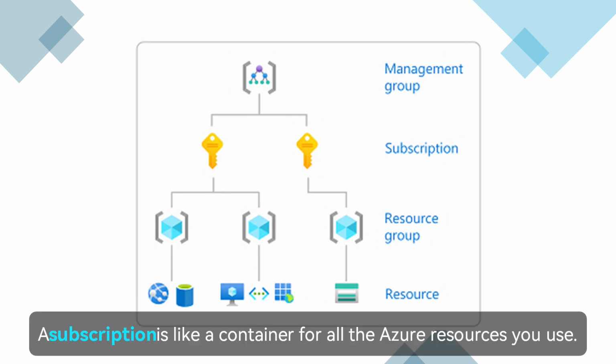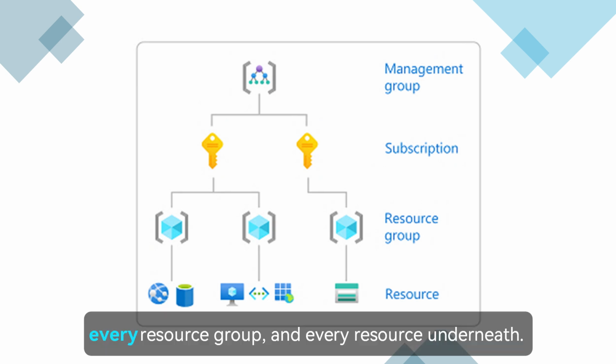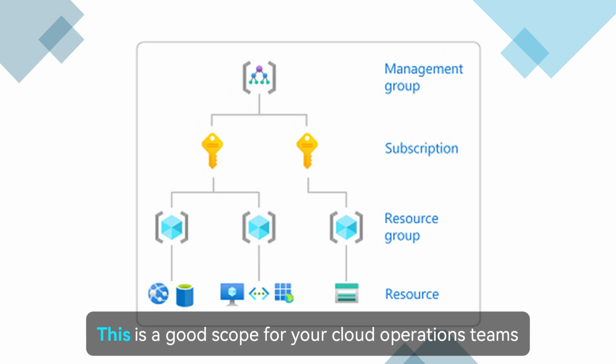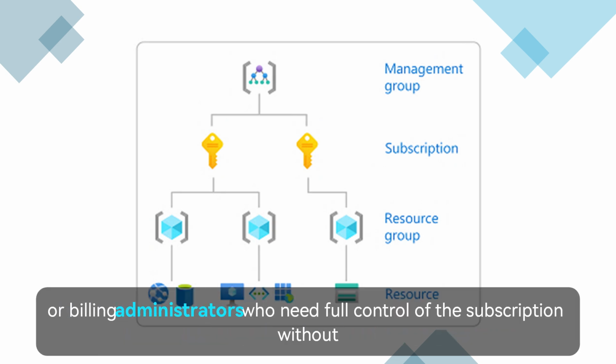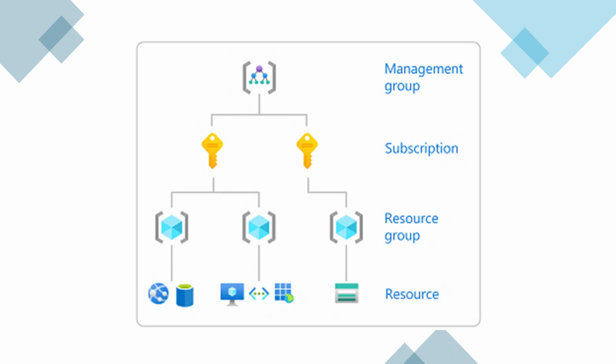Next, you drop down to the subscription level. A subscription is like a container for all the Azure resources you use. Assigning a role at this level means you're giving access to everything inside that subscription, every resource group and every resource underneath. This is a good scope for your cloud operations teams or billing administrators who need full control of the subscription without touching other parts of your environment.